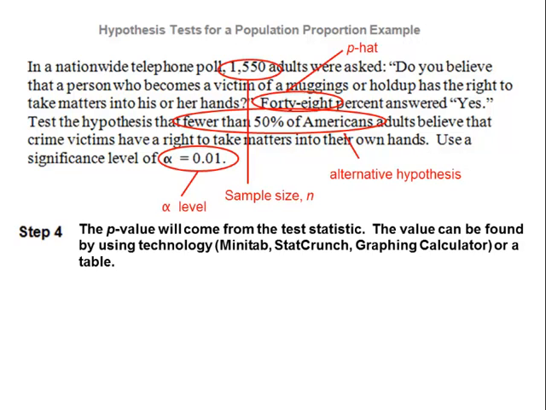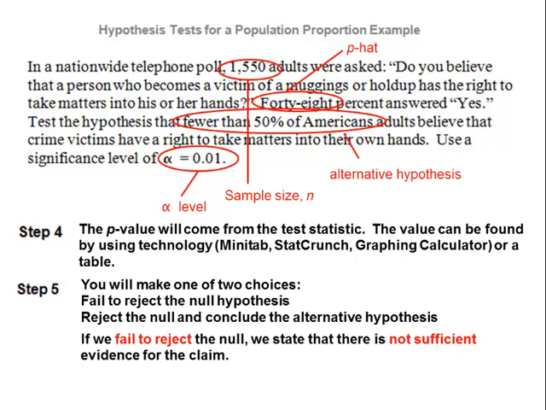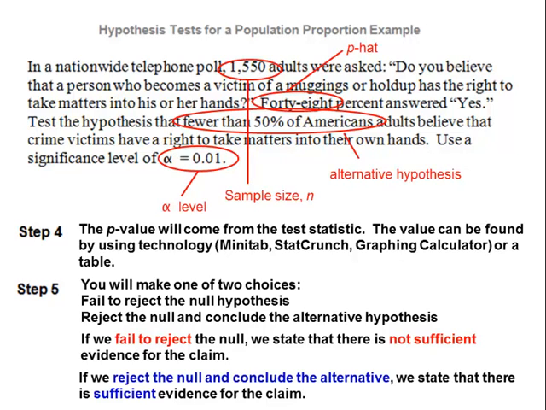Step number 4, the p-value will come from this test statistic. We can use technology or we can use a table. Step number 5, we're going to make one of two choices once we have the p-value. We're going to either fail to reject the null, or reject the null and conclude the alternative. If we fail to reject the null, we're saying that there is not sufficient evidence for the claim. If we reject the null and conclude the alternative, then we state that there is sufficient evidence for the claim. So the data from the sample is going to either be evidence for the null hypothesis or for the alternative hypothesis.